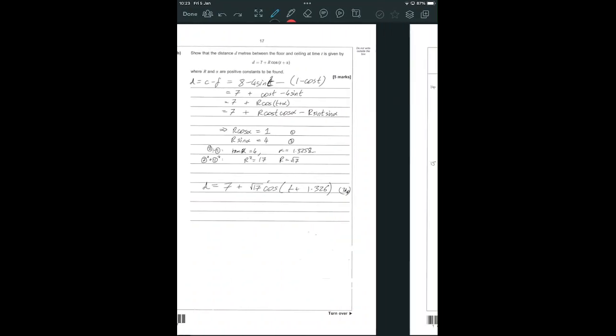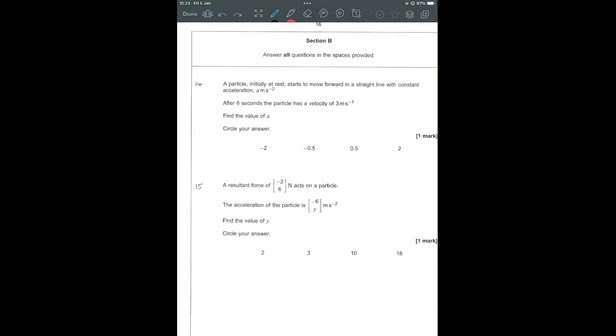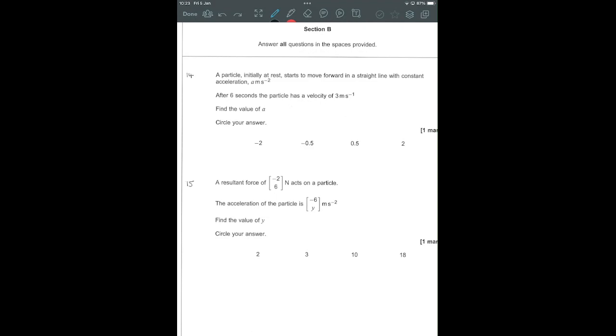So that's my pure section done. My applied section now. A particle initially at rest starts to move forward in a straight line with constant acceleration, and after 6 seconds has a velocity of 3. This looks like SUVAT. So u, s. Do I have s? I don't have s at all, so I just have the u.